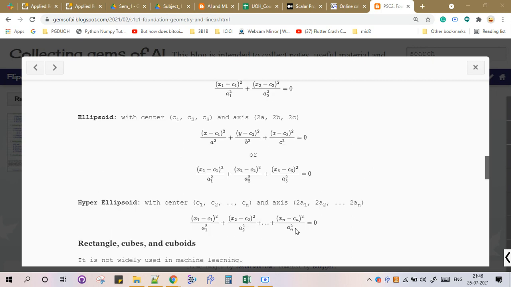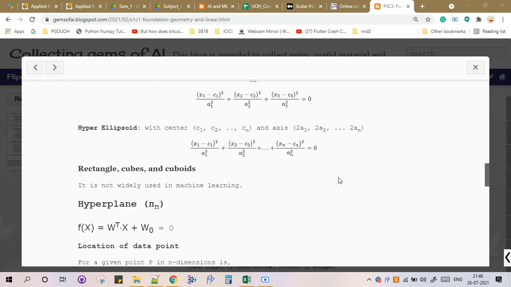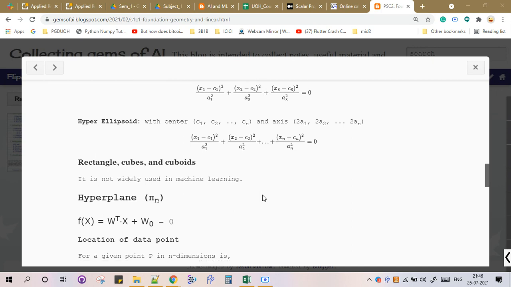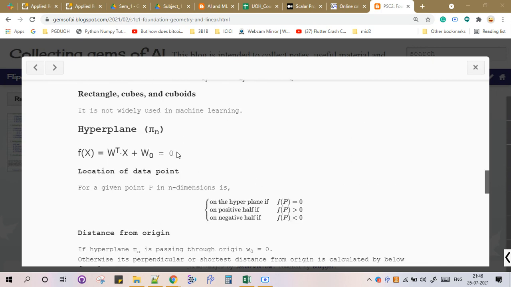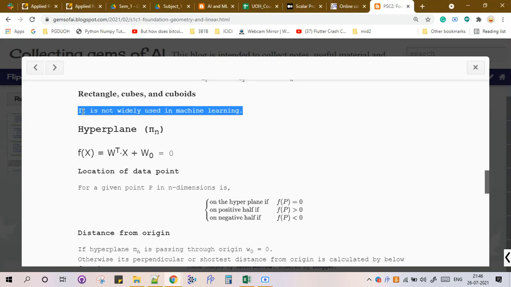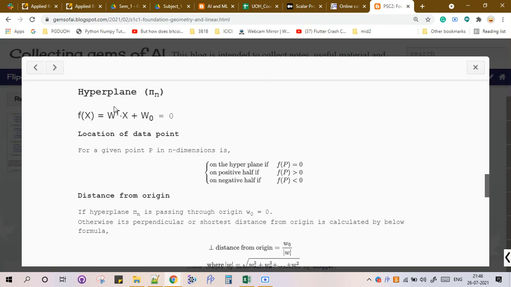Correct. And see, it's a 60 mark question, 60 mark exam, right? So we can expect one question from each topic, basically, because we have a less number of topics and a more number of questions. So we should cover everything for this exam. Okay. And rectangles, cubes, and cuboids, I have also skipped because these equations are not even in our syllabus also, right? So this is the hyperplane.